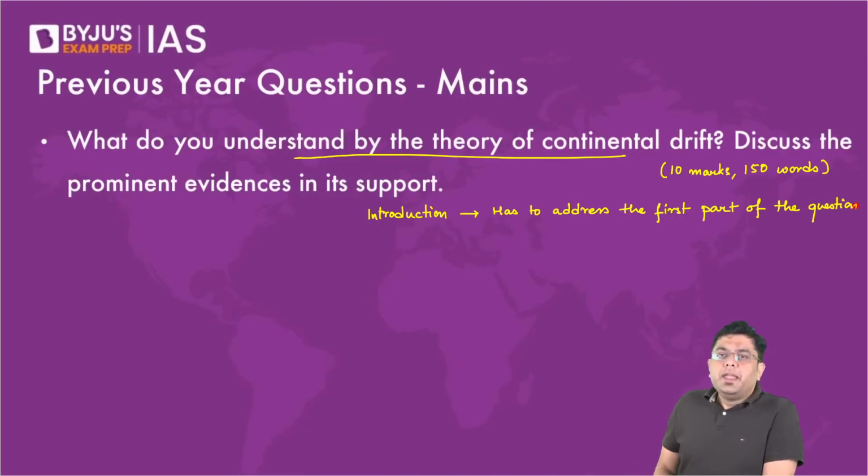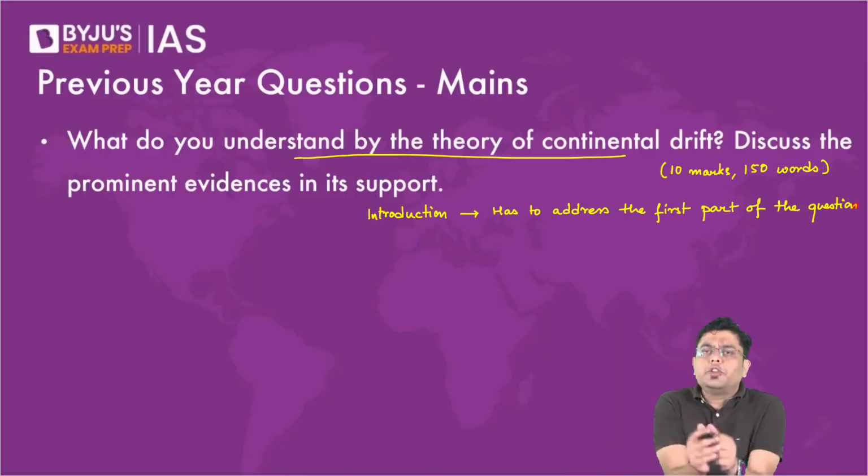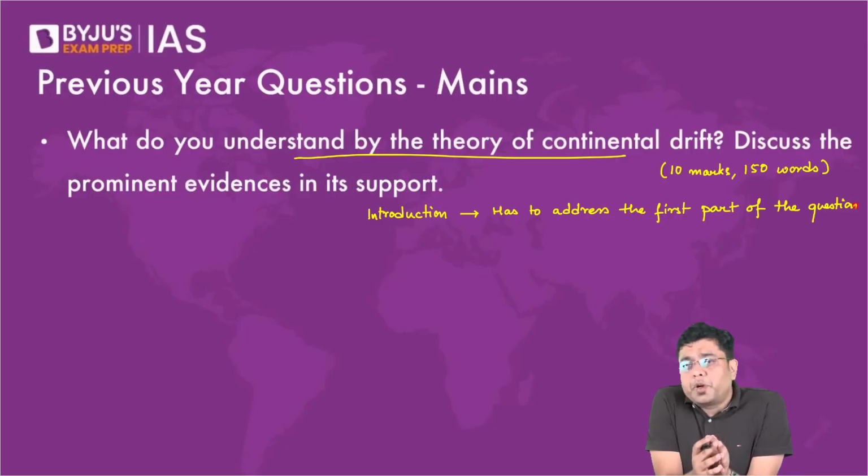So, in the introduction, what will you write? You can write that the theory of continental drift provided by Alfred Wegener talked about the existence of a supercontinent named Pangaea, which eventually broke down and the continents drifted to take their present shape. That is it. It will take you maximum around 10 words to write this. And then after that, you can write in the introduction itself that Wegener postulated this theory based upon a set of evidences that he came across.